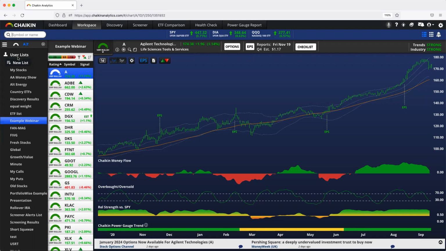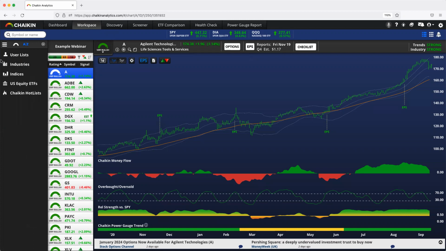Where do we find the hot lists? Well, the hot lists live in our list panel on the far left side of the screen. We see our user lists, of course, at the top. And I have a user list highlighted, but then we of course see our industries and indices and ETFs. We've talked about those before. You find the hot list down here at the bottom. We are going to talk about the featured bulls and bears hot list.